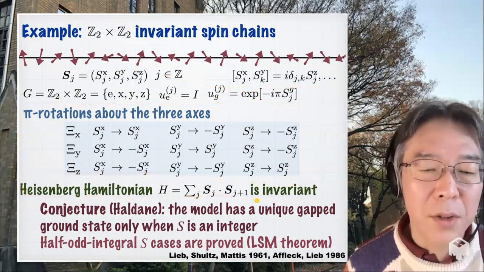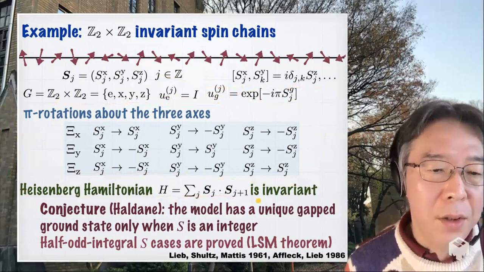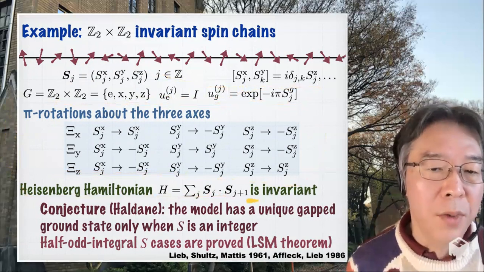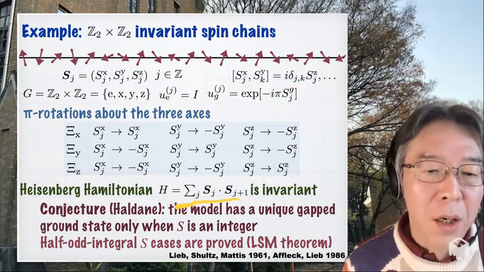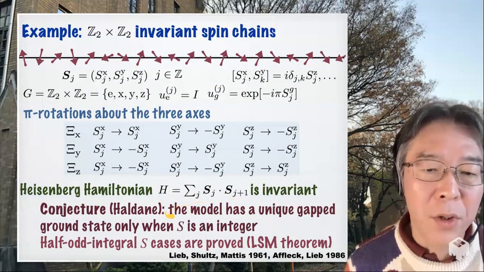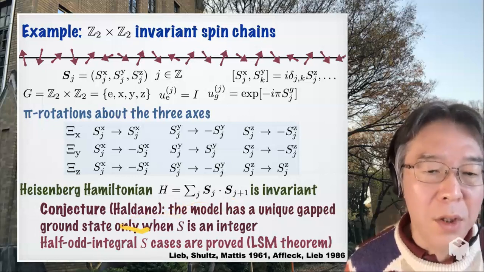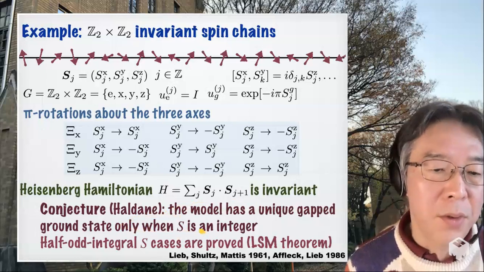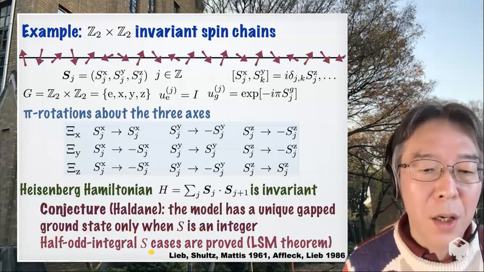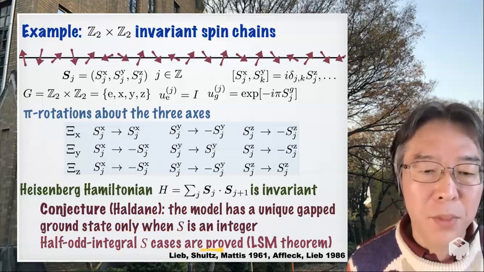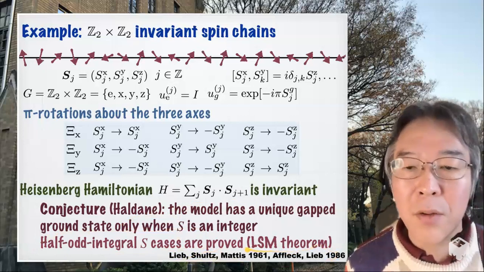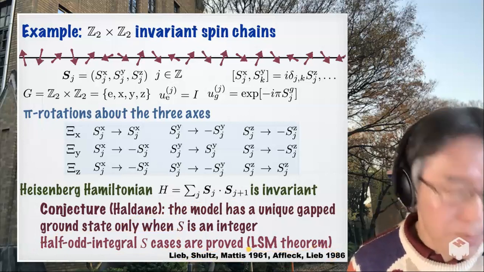This is invariant. And as for this Hamiltonian, there is a famous conjecture by Haldane, which brought him the Nobel Prize. He conjectured that the model has a unique gapped ground state only when S is an integer. This is still a conjecture from a mathematical point of view, but the statement for half-odd integer spins is rigorous. It has been proved by Lieb-Schultz-Mattis and Affleck-Lieb. It's called the LSM theorem. I will discuss this later.